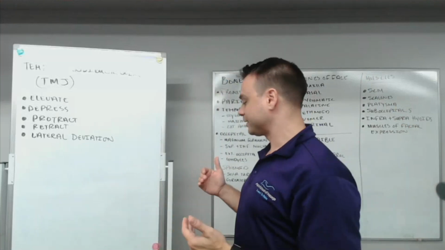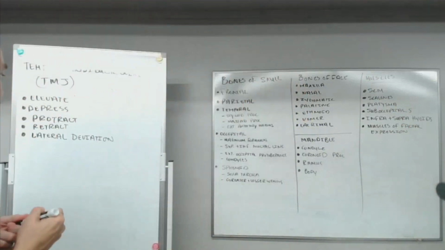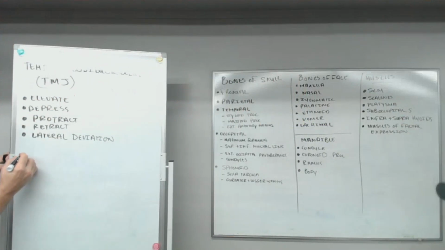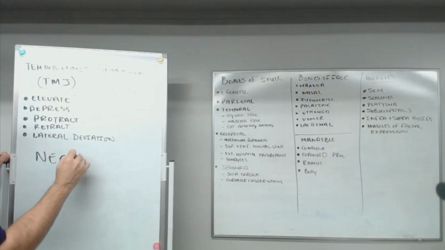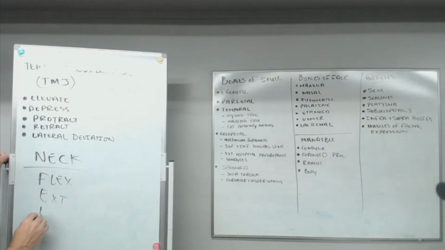So the movements that we've seen so far, as we said, were for our temporomandibular joint, right? We had elevate, depress, protract, retract, lateral deviation. And then for the neck, let me just go ahead and write these in. We had flexion, we had extension, I'm going to abbreviate. We had rotation, right, to the opposite side or same side. And then we had lateral flexion as well.